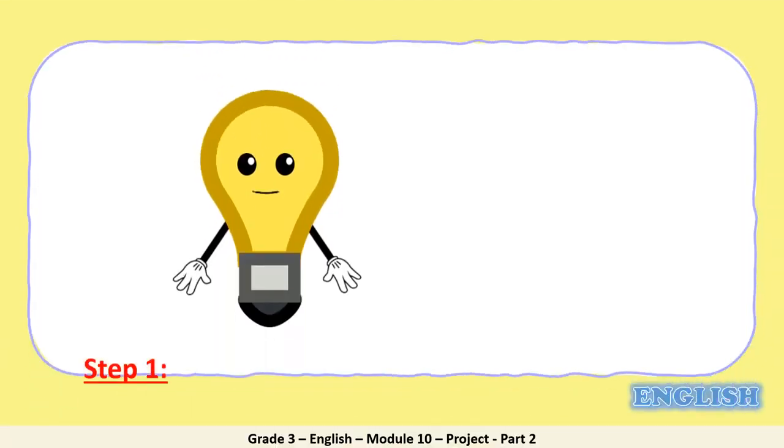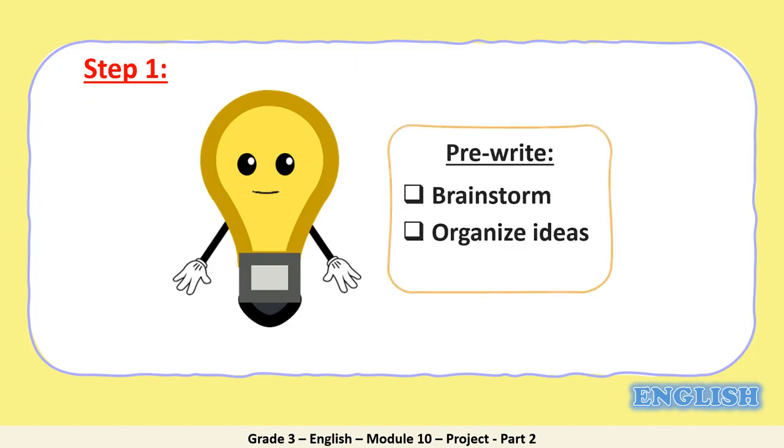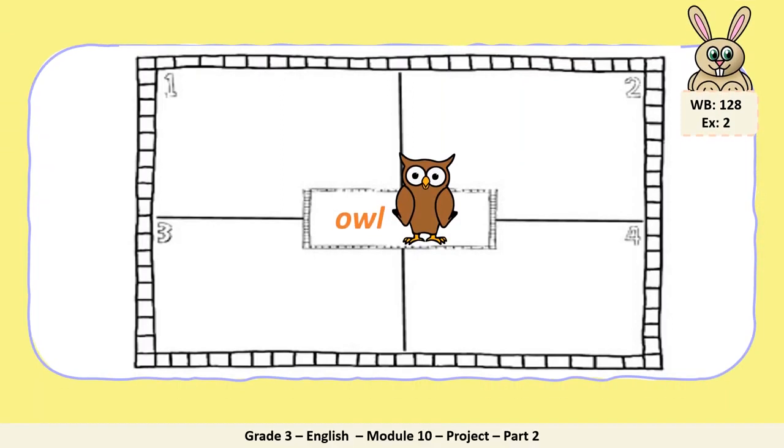Step number 1 is pre-write, the brainstorming. In this stage, you are going to think about your topic, look at the helping questions, and brainstorm ideas. To help you stay organized, you can use a blank paper and split it into 4 squares like I did here. In the center, you will write the title of your topic or the name of your favorite animal. Next, you will fill each square with something that makes your favorite animal special.